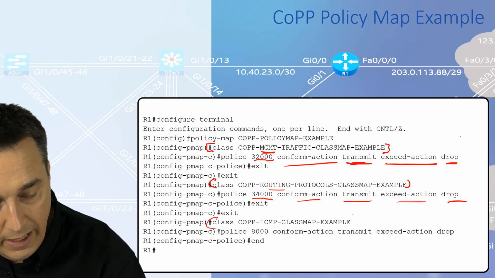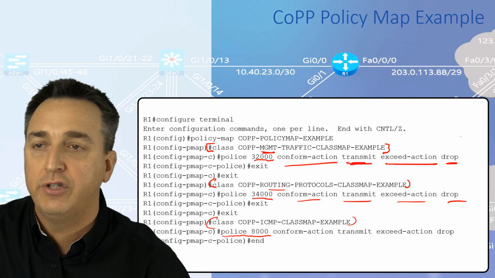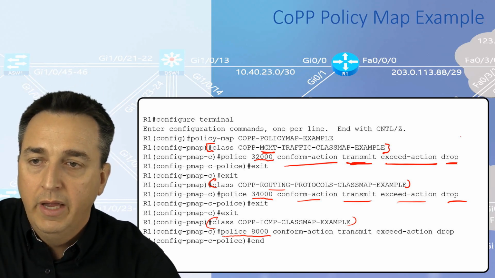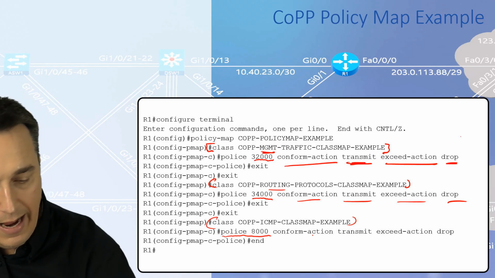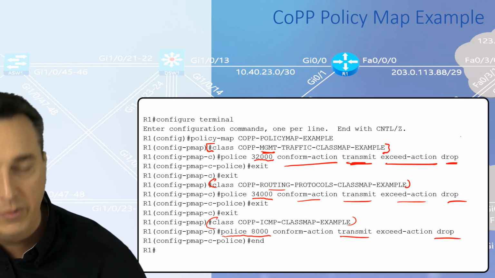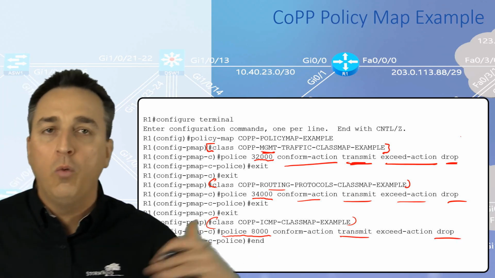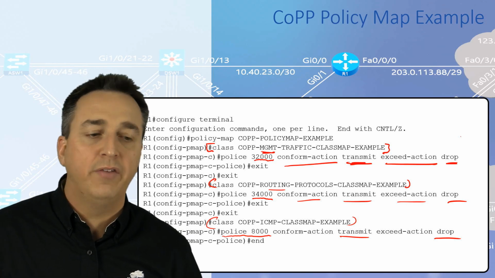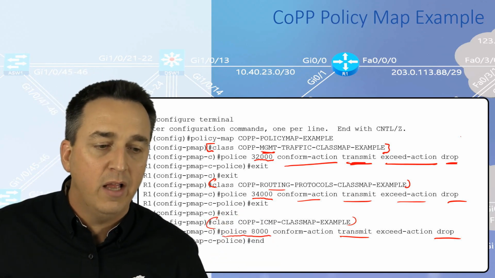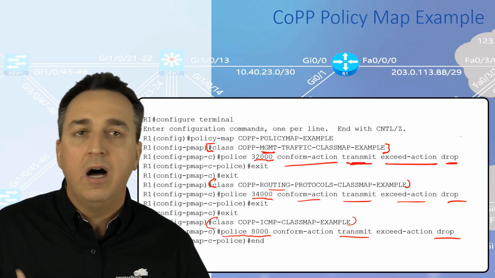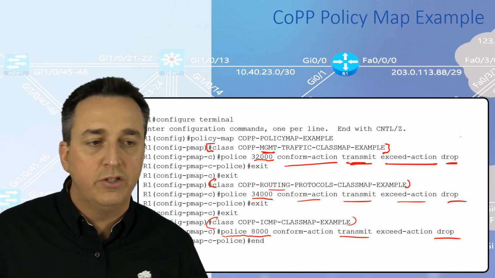All right, now this one here, I purposely set to a very low value so I can do a demonstration. And so this particular very low value says police at 8,000 bits per second. And if we conform to that, we transmit. If we exceed, we drop. All right, so that's all we're doing here with control plane policing. Obviously, the MQC, when using it for quality of service, has a lot more options that come into play. But this is just the basics for control plane policing, and it's what you need to know for the certification exam.